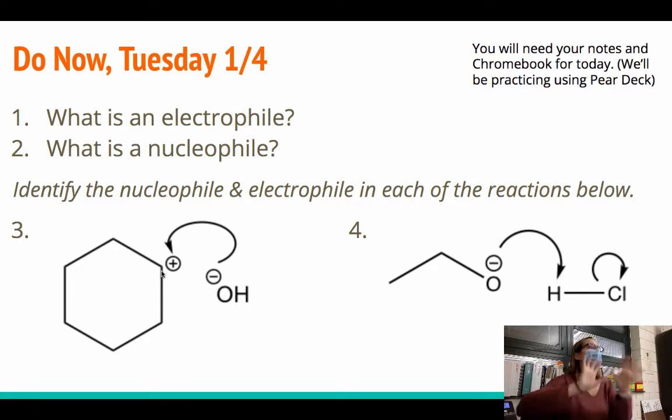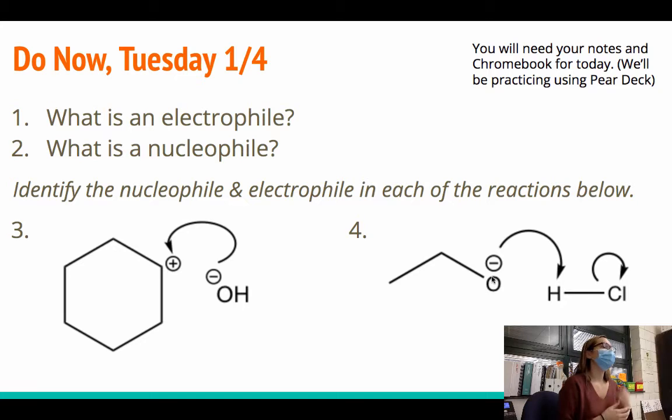Now, you don't have to show the products or anything. We'll look at that today. But we do have this being the electrophile, the OH being the nucleophile. And then with number 4, here we notice that there's a negative. We don't see any kind of partial positive or anything on the HCl, but we do notice that the electrons are moving from this oxygen over to the hydrogen.